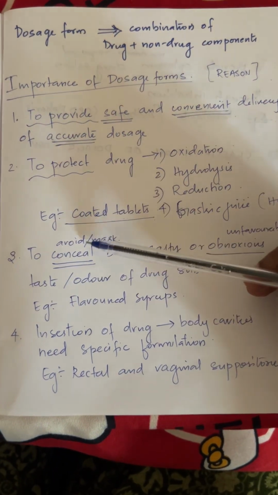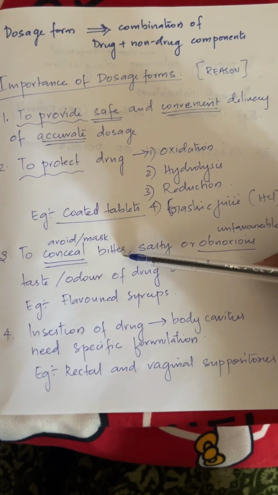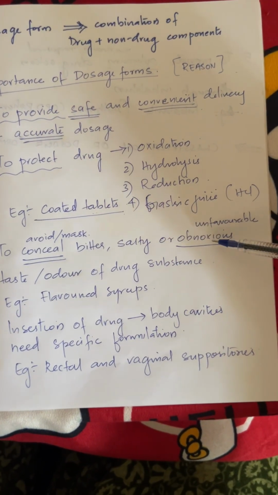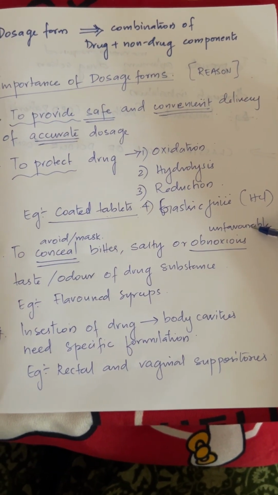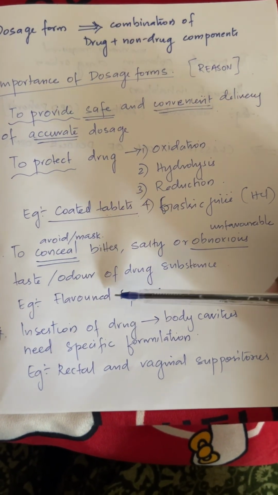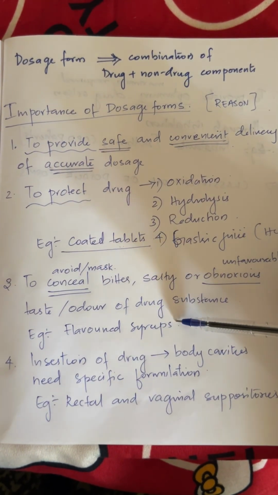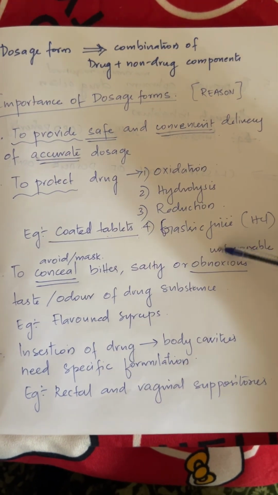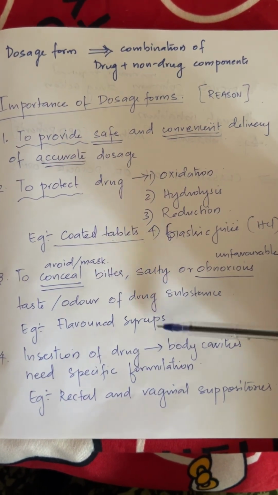Then the third point is to conceal. To conceal means to avoid or mask the bitterness of the pure state of the drug, or maybe it's in the salty form, or obnoxious. Obnoxious means unfavorable or maybe very pungent smell, taste or odor of drug substance. So for pediatric patients or small kids, we will provide flavored syrup. Why? Because the drugs in their original state will have a very unfavorable taste or odor. So we add the additives to these syrups.